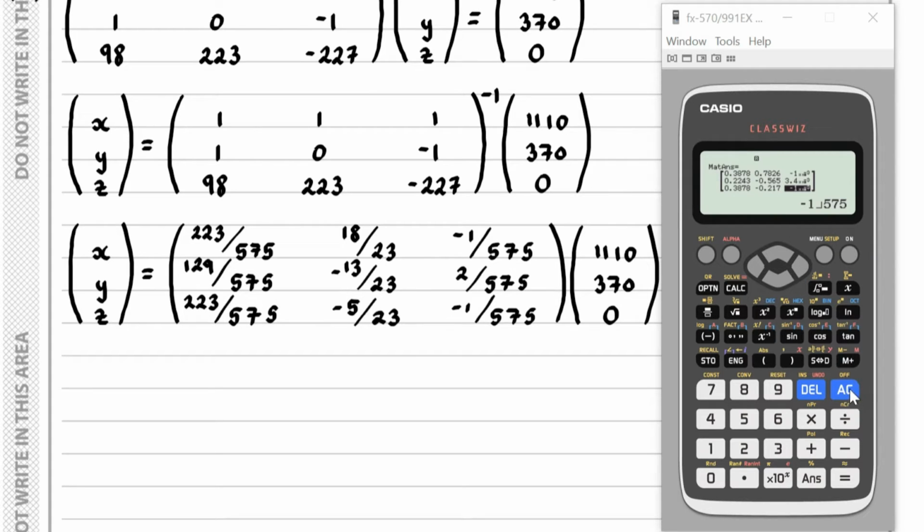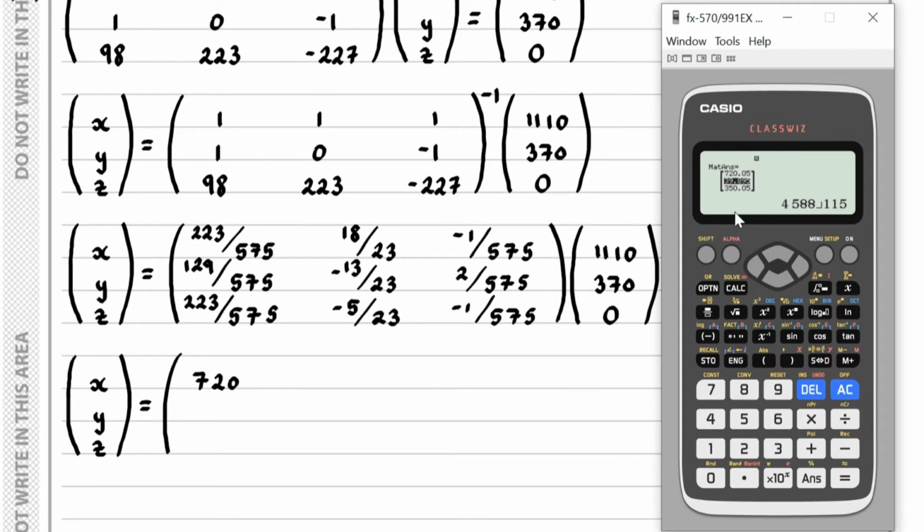So now, if we define a matrix B, say, with 3 rows, 1 column, then we have our inverse of this matrix, which we've worked out, and then we want to multiply this by matrix B. So we have x, y, z equaling 720, 40, and 350.